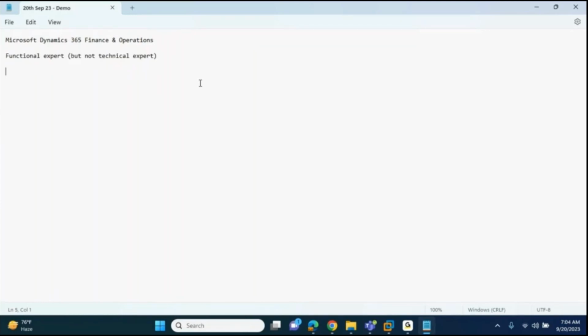So, if you want to learn this application, what are the skills required? First one is functional knowledge or domain knowledge. Means vendor invoice, vendor payment, customer invoice, customer payment. Like this, there are so many things.